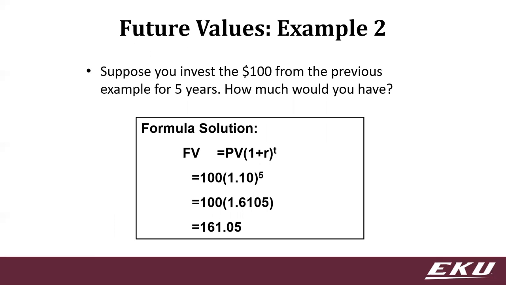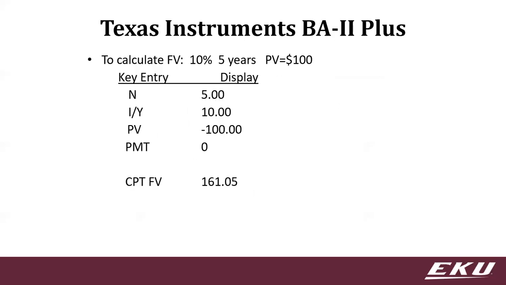The $100 that we had before, what if you did it for 5 years? And you can do this by hand if you want to, just to see what happens with it. But you can also put this in the calculator. So here's doing it using the formula, we get 161.05.